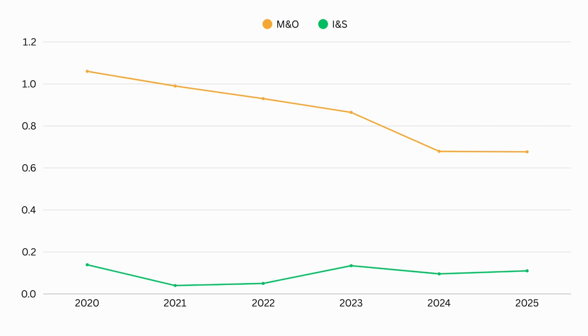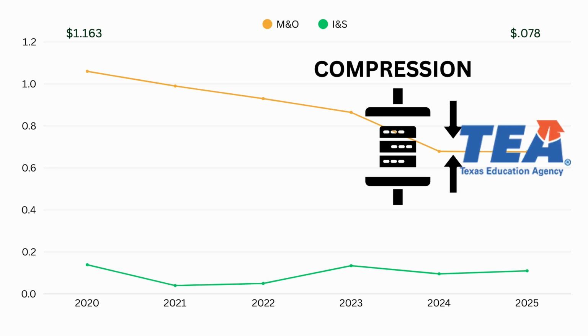Looking at the historical tax rate of M&O and INS, the total of both of those in 2020 was 116, and now this year is 78 cents. This is due to the compression of our M&O tax rate. When our local property values go up, the state of Texas compresses what we are allowed to levy in the tax of M&O.